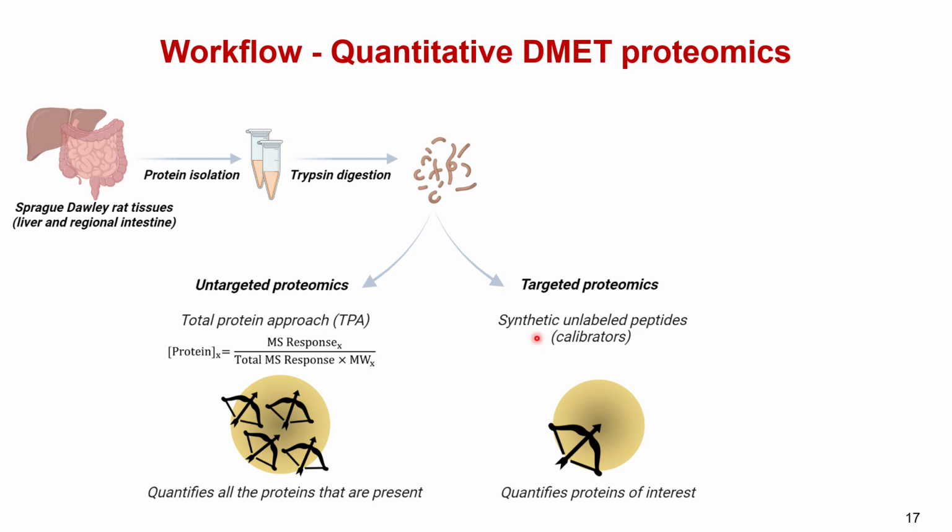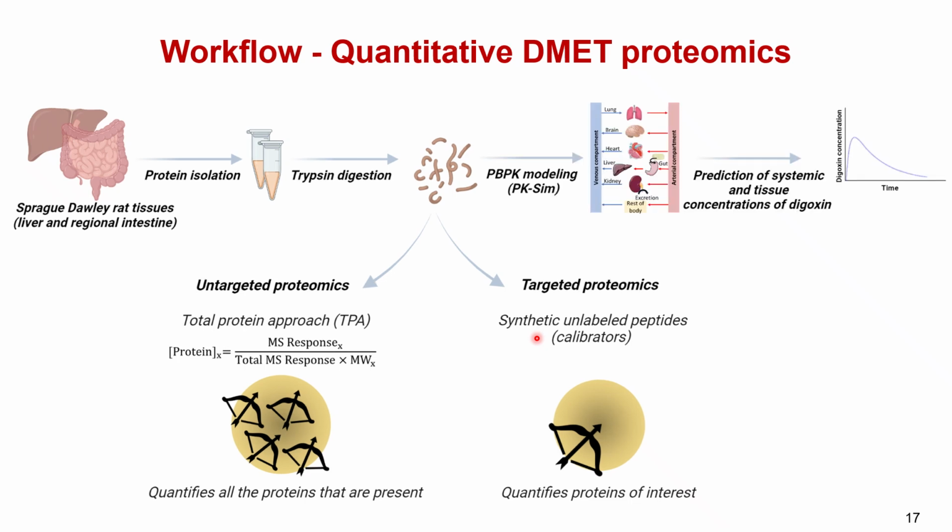We used these two techniques so that untargeted proteomics was used to get the comprehensive list of all the drug transporters and drug metabolizing enzymes present in the rat tissue samples. And then selectively, some of the proteins had their abundance verified using the targeted proteomics approach. Once we had this information, we used this data for some of the proteins to showcase the utility of the protein abundance data in PBPK modeling to predict systemic and tissue concentrations of digoxin.